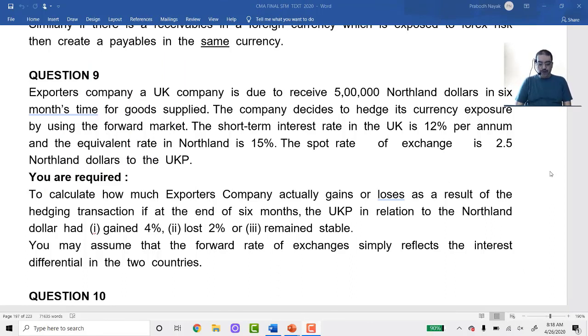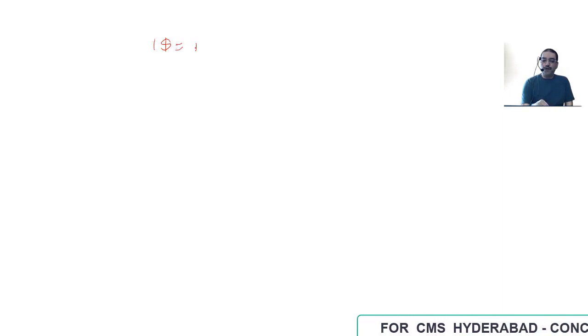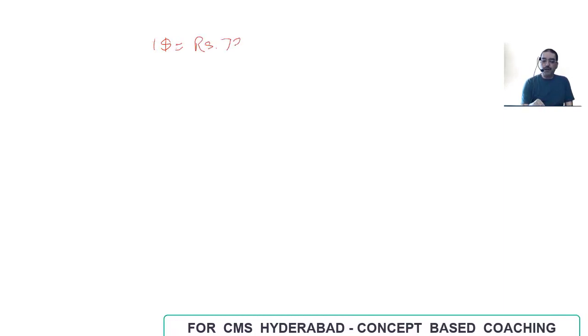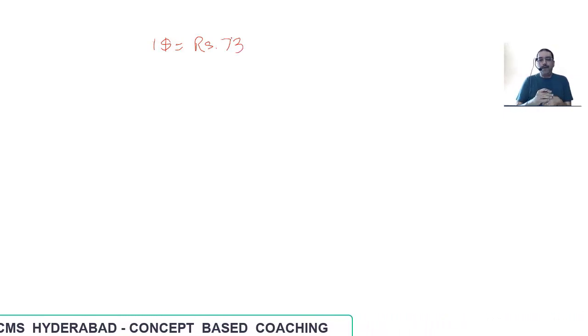Lecture 3, before I start with question number 9, I would like to do some calculations and show you and work out certain things so that you understand the adjustments which are given in the question. Okay, so first let us try to take that into consideration. Let us, for example, say that some rate is given to us. Suppose let us say that I am given $1 is equal to rupees 73. I am taking simple figures, I am not taking the decimal part.